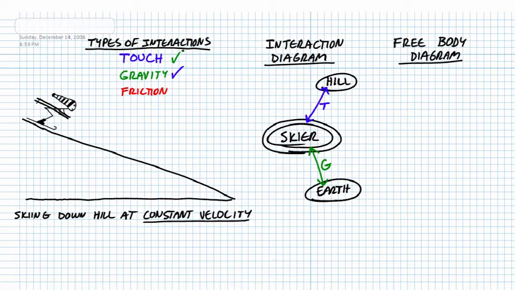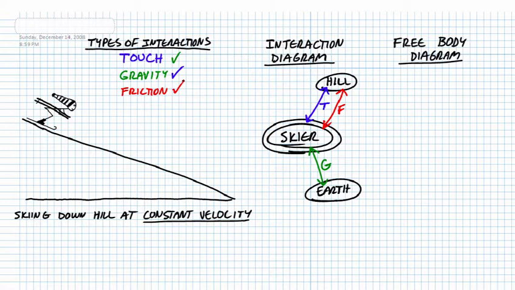Lastly is friction. Is there any friction in this situation? Well, it says down here that this object's traveling at a constant velocity, and for the skier to go down the hill at a constant velocity, there has to be friction. Otherwise, they'd be speeding up. Now, how do we note friction? Right like this over here with an F. Because that's an interaction again between the skier and the hill, but we consider that as friction, not so much touch.